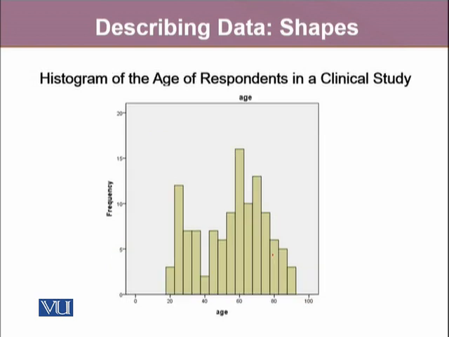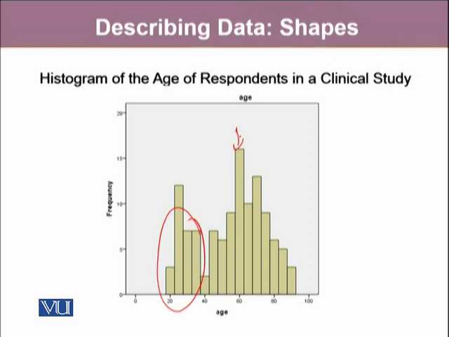Moreover, in the histogram of age of respondents in a clinical study, again this picture is not really smooth and not very balanced in the middle. Here we can see that there are a few observations far from the peak, the maximum observation towards the left side. So this shows that in real data, we may not always get the best picture that is balanced on both sides of the peak.